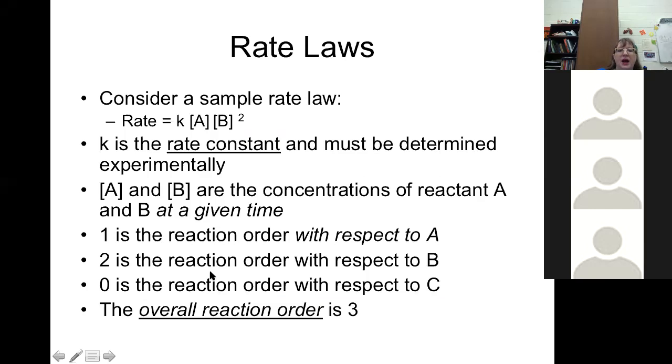Okay, so K is the rate constant, A and B are the concentrations at any given time. So what we're going to be talking about is the order of the reactions. The order refers to the exponents. So 1 is the reaction order with respect to A. Now notice there isn't a 1 here, and that's because in chemistry 1s are invisible. So if we have a 1, we just generally don't write it. 2 is going to be the order with respect to B. So since the exponent is 2, then it's going to be that order. And then I've said here that 0 is the reaction order with respect to C. Well, we don't see C as part of the equation.